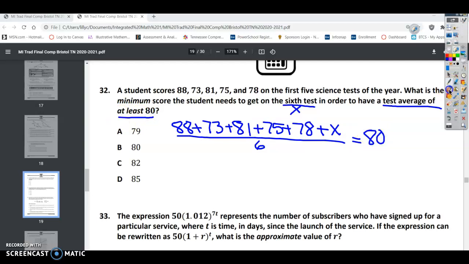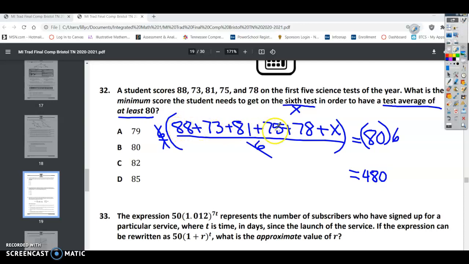All right, so now that we have our equation, we can solve. Anytime I have a fraction, I can get rid of that by multiplying by the denominator. If I do it to the left side, I have to do it to the right side as well. So that's the same as 6 over 1. That's going to cancel with the denominator and bring all of this down. And we're going to have 80 times 6, which is 480.